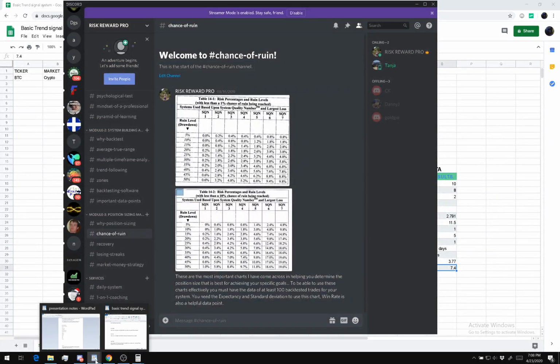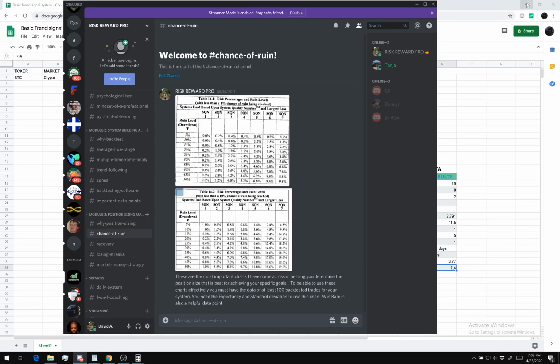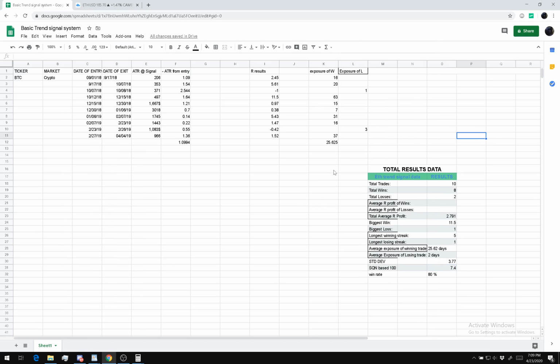So my conclusion is, in an ideal world, we would have a group of traders that are all dedicated to building and backtesting their own systems that we can all share with each other. This could improve all of our trading a lot faster, because it takes a lot of time to gather good data. It takes a lot of time to backtest. It takes a lot of time to figure this stuff out. So having other people who are committed to backtesting can really help with figuring out new ideas and where to go from there, how to improve.